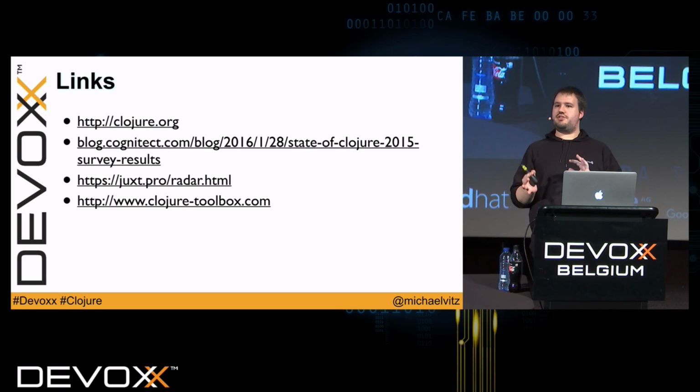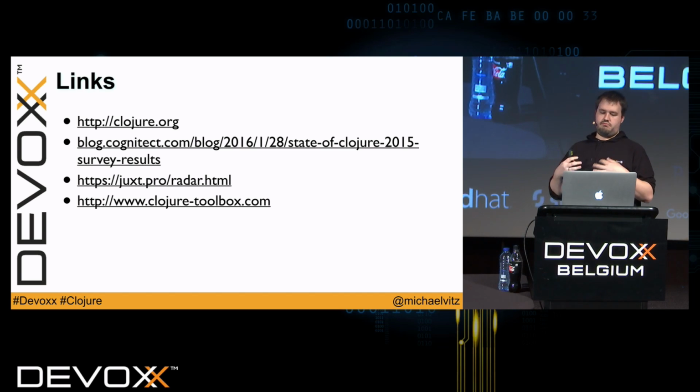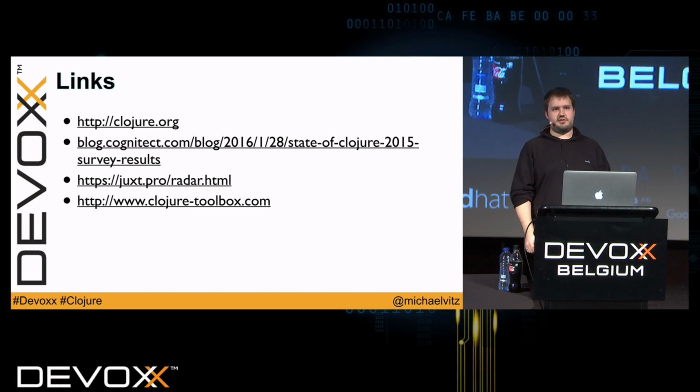So that's the shortest Clojure introduction I can give. If you're interested, there are a lot of resources. Clojure.org is the site of the project. Then Cognitect, which is a US company that only works with Clojure, provides the State of Clojure 2015 survey. I'm not sure if there's a 2016 edition yet.